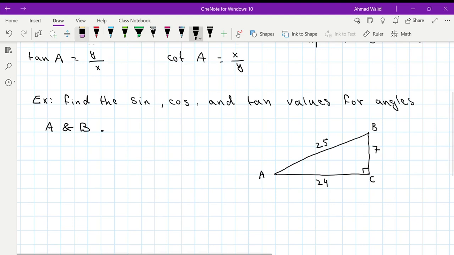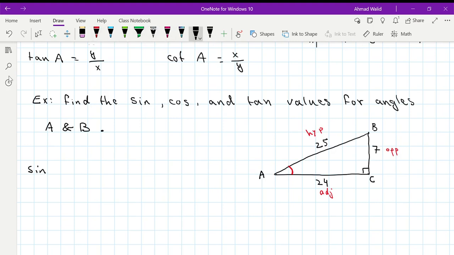First, they are asking you to find three trig functions for angle A, for this angle. For angle A, the important part is to always understand which side is opposite, which side is adjacent, and hypotenuse, to be honest, always is hypotenuse because it's in front of C. Correct? For angle A, 24 will be adjacent and 7 will be opposite. Correct?